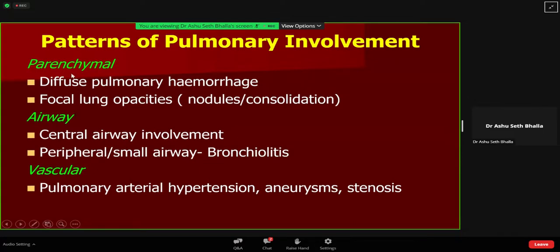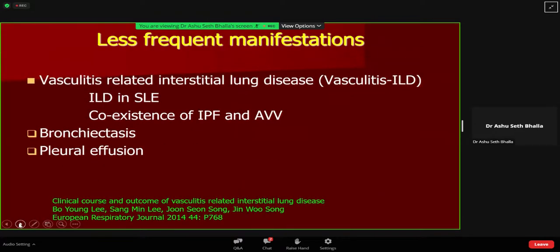So how we will discuss this is that you can have DAH, you can have focal lung opacity, central airway involvement, peripheral airway involvement, and direct vessel involvement. And there are other manifestations which are less common, which means you can have ILD also associated with vasculitis. It's known as vasculitis ILD.